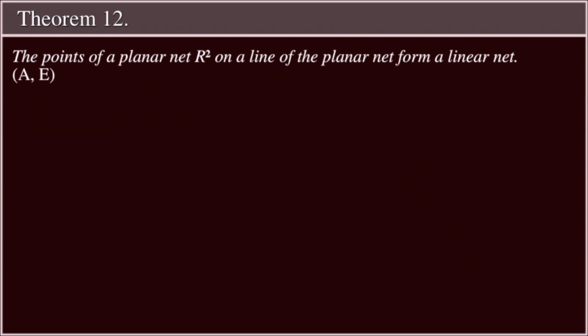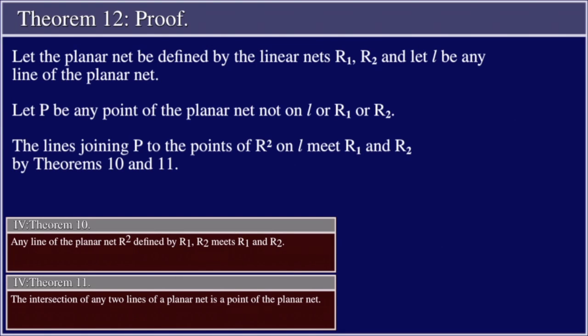Theorem 12. The points of a planar net R squared on a line of the planar net form a linear net. Assumptions A and E. Proof. Let the planar net be defined by the linear nets R1, R2, and let L be any line of the planar net. Let P be any point of the planar net not on L or R1 or R2.